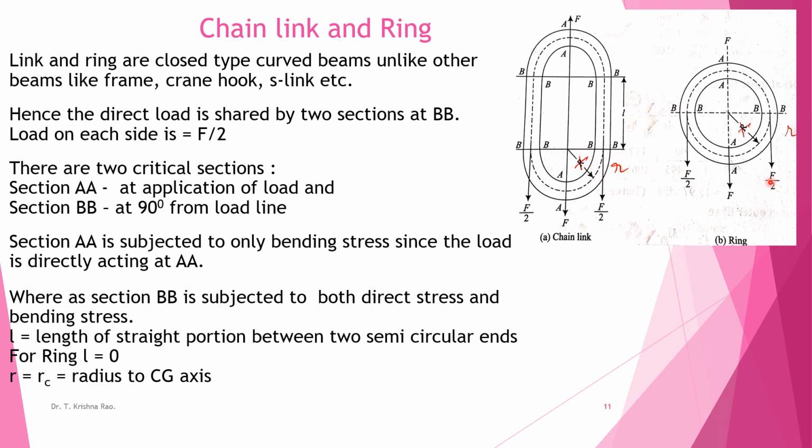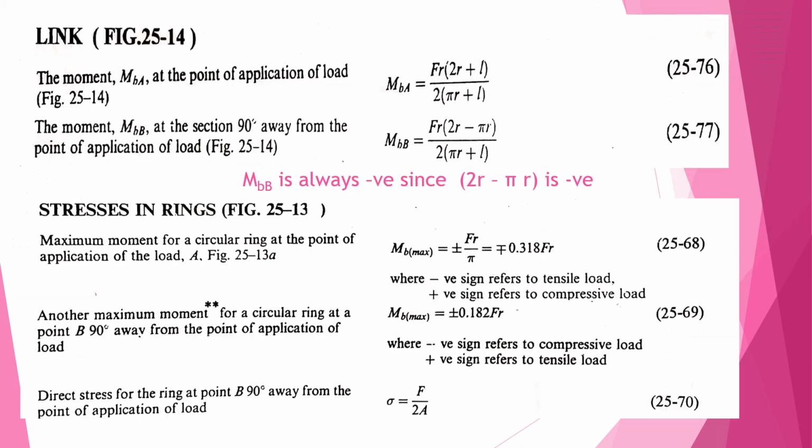That is the major difference between this and the other problems. The direct load here will be F by 2, and section AA will not have direct stress, you will have only bending stress. And for a ring, L equals 0, and this R marked in the data handbook, from the center to the centroidal axis, is called R in the data handbook, which is nothing but RC for us. R is RC.